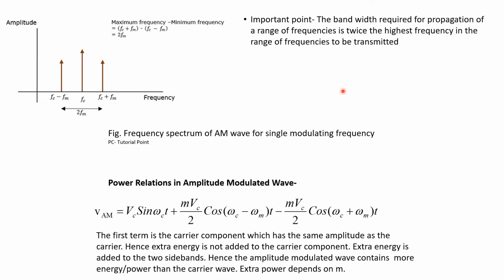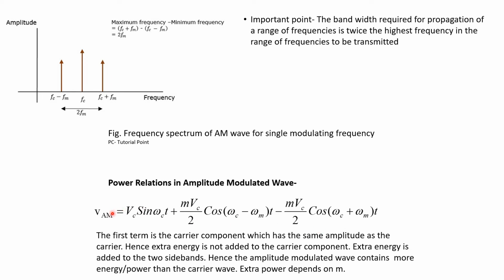If the range of frequencies is from 20 to 20,000 hertz, that is the complete audio range, then the bandwidth required will be 20,000 multiplied by 2, that is 40,000 or 40 kilohertz. So this is the simple calculation to find out the bandwidth required for propagation of an amplitude modulated wave. And this diagram shows the frequency spectrum of an AM wave for a single modulating frequency. Now we come to the point, power relations in an amplitude modulated wave.